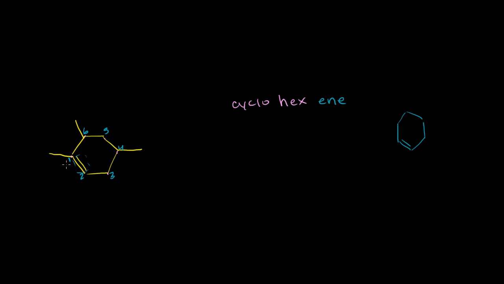So we have 3 methyl groups, 1 on 1. Let me circle the methyl group. That's a methyl group right there. That's a methyl group right there. That's just one carbon, right? So we have 3 methyl groups. It's at the 1, the 4, and the 6. So it is 1, comma 4, comma 6. We have 3 methyl groups, so it's trimethyl cyclohexene. 1,4,6 trimethyl cyclohexene. That's what that is. Hopefully you found that useful.